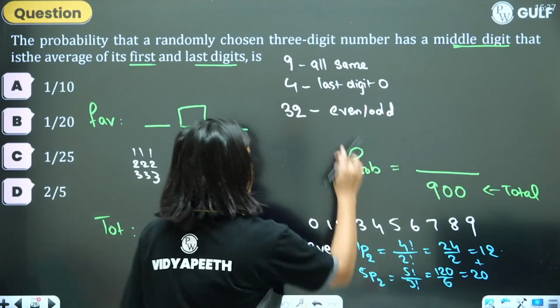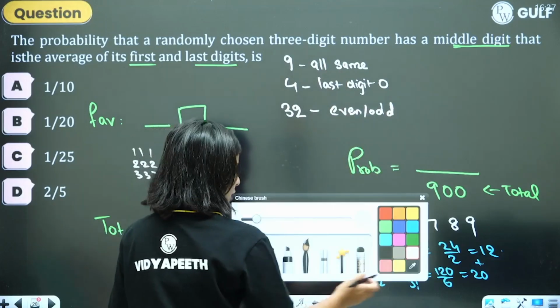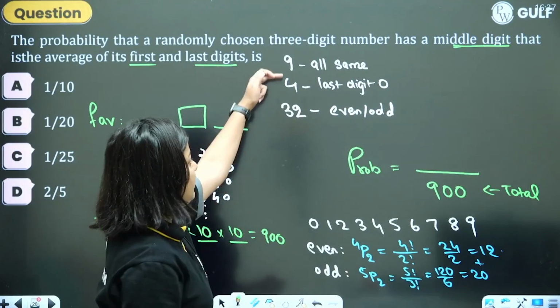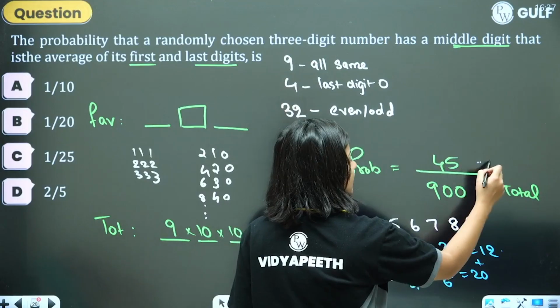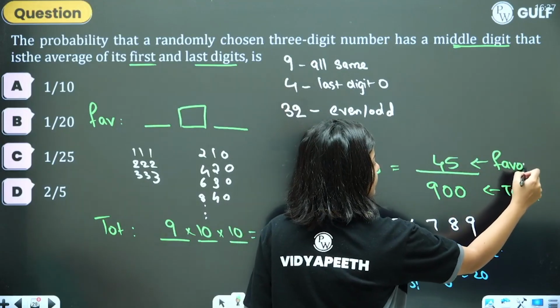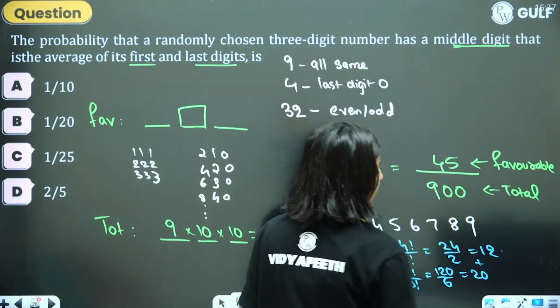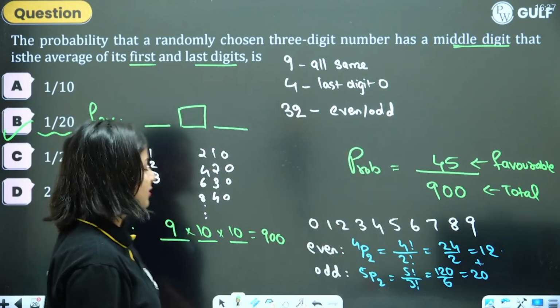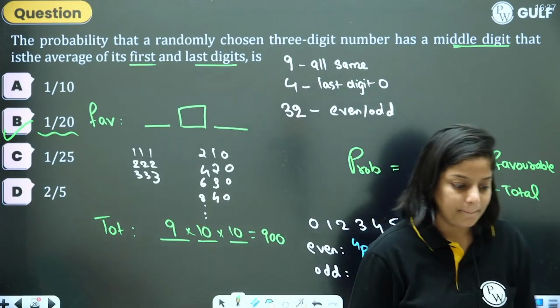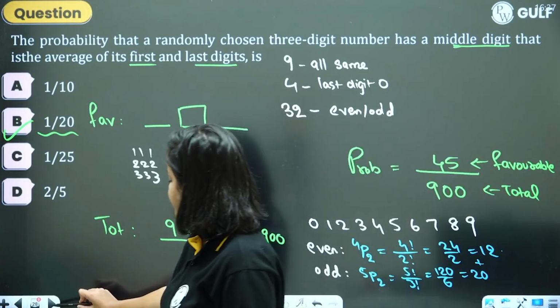32 more cases. If you add all of them, how much is the value? 9 plus 4 plus 32, 36 plus 9, 45. 45 are the favorable cases, and 45 upon 900 will give us 1 by 20 as the answer. Option number B. Alrighty, bacho, interesting question it was.